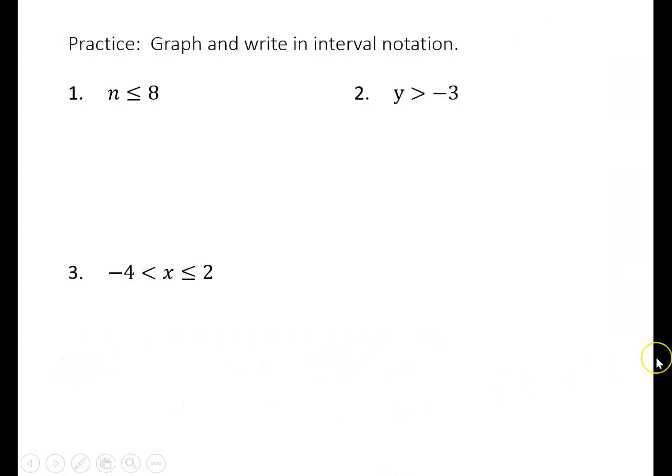Let's practice. The instructions say graph and write in interval notation. I always like to do the graph first because to me I find it easier to use the graph then to write the interval. So just draw your number line. Put your tick mark, put the 8 underneath. Put numbers to the left and right if you would like, but you do not have to. So I'm going to stop for just a second and let you guys try to complete that graph.